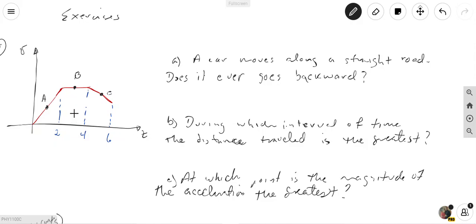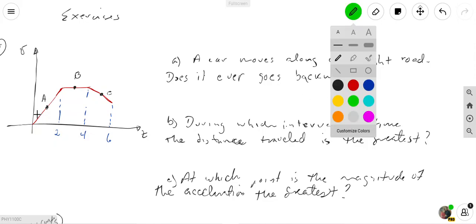From 2 to 4 seconds is when the distance traveled by the car is the greatest. Why? Remember this: the instantaneous velocity is the slope of the line of distance versus time. The distance traveled is equal to the area under the graph of velocity versus time.